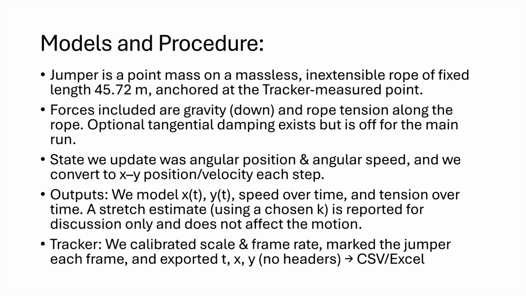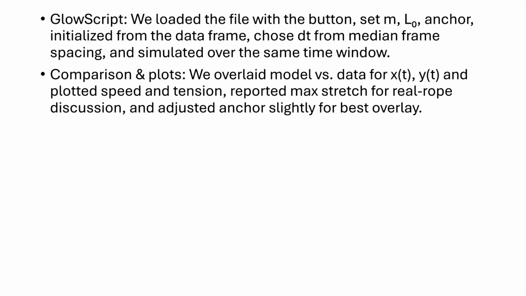In Tracker, we recalibrated scale and frame rate, marked the jumper each frame, and exported t, x, y without the headers in a CSV or Excel file. In the GlowScript code computation, we load these files with the button, set m, L naught, and the anchor initialized from the data frame, set dt from the median frame spacing, and simulate over the same time window. For comparison and plots, we overlaid model versus data for x and y, plotted speed and tension, reported max stretch for real rope discussion, and adjusted the anchor slightly for best overlay.